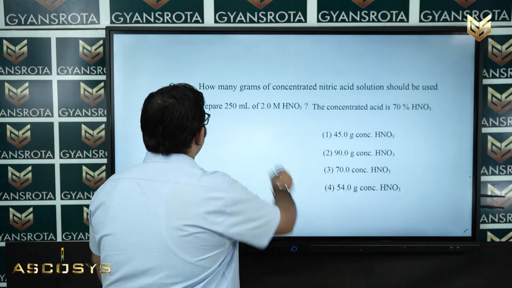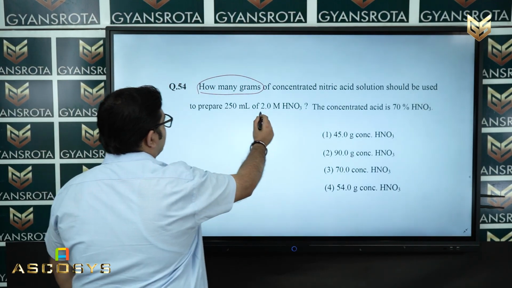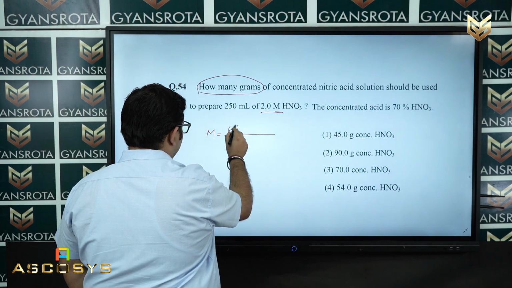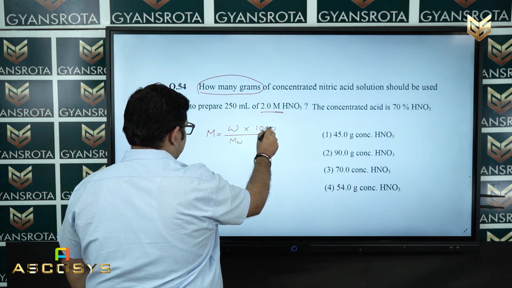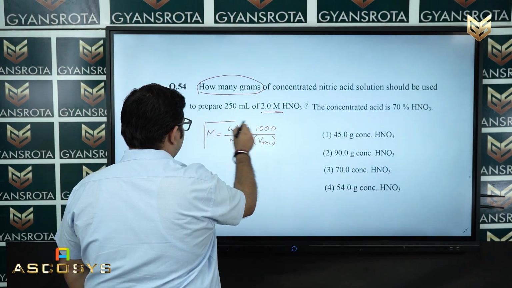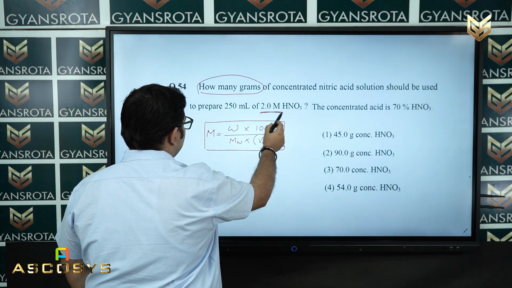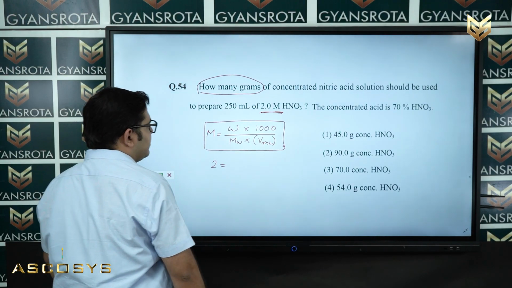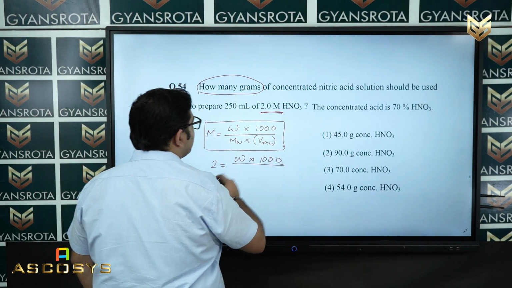They ask how many grams, so we have to find out the weight. Before that, we know the molarity formula. What is the molarity formula? M is equal to given weight divided by the molecular weight, into 1000 divided by V in mL. This formula we are going to use to find the weight. Now here they are giving us 2 molar, so M is 2. What is the weight of nitric acid? We have to find it out, into 1000. What is the molecular weight of nitric acid?